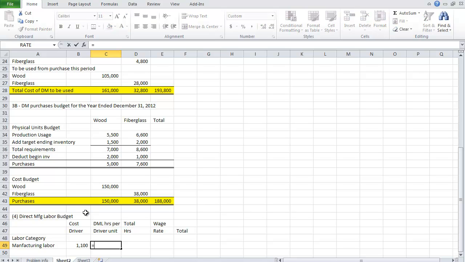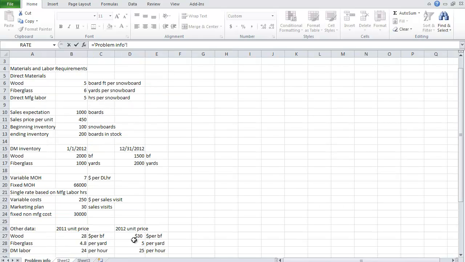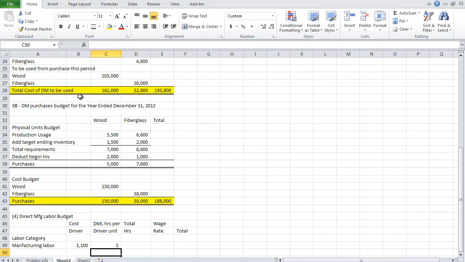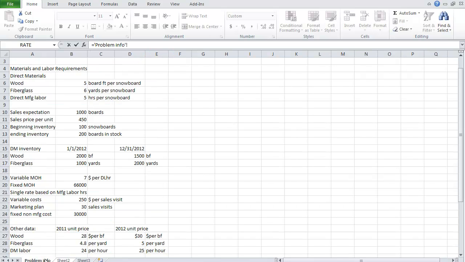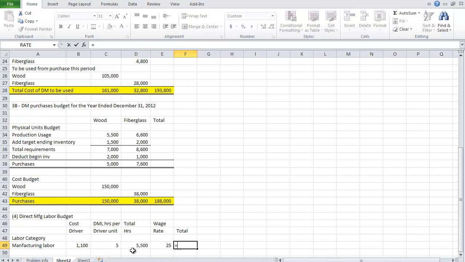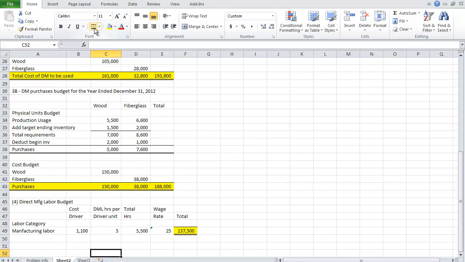We know that those are at $5 per hour from the material. So we'll multiply this across to get a total hours that we need to spend. Then we know based on our budget assumptions that this was given to us at an hourly rate of $25 per hour. And when we multiply that, we get the direct budget for the labor. So that takes care of number 4.